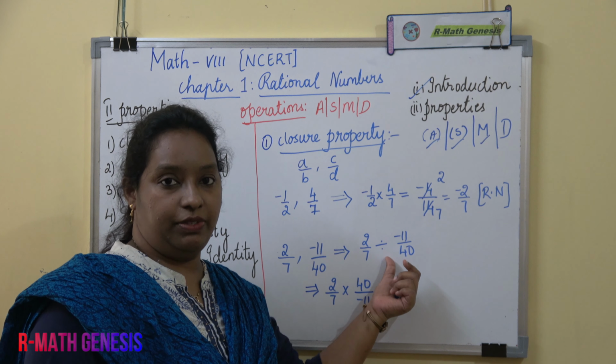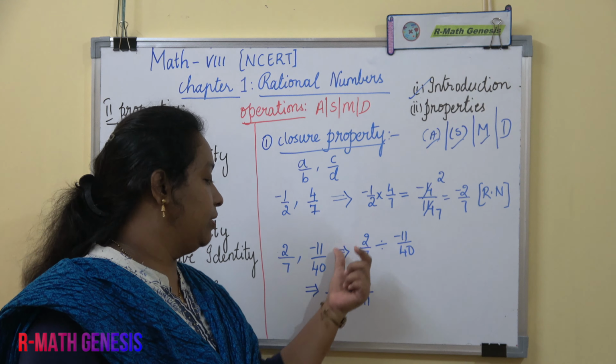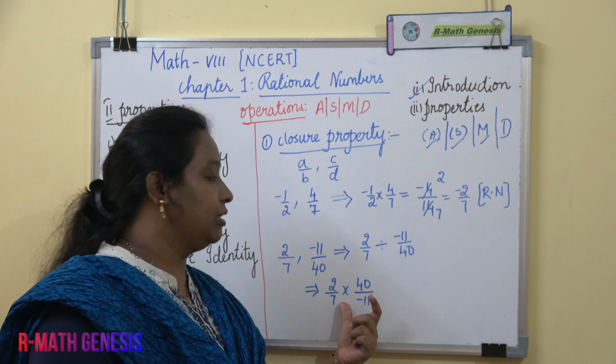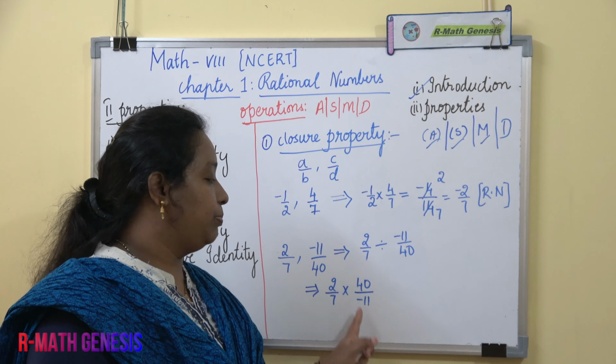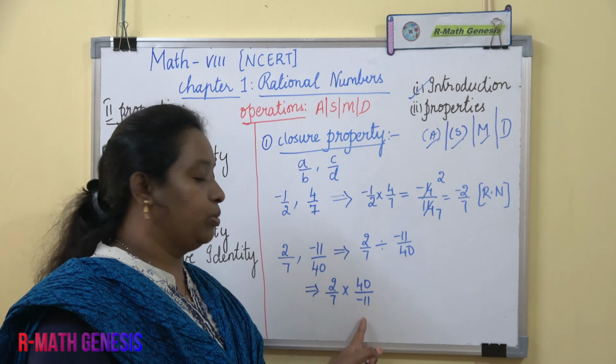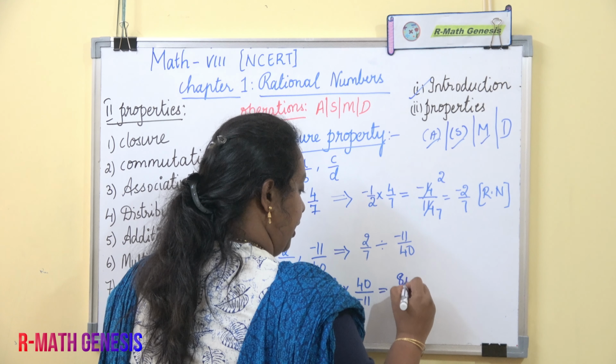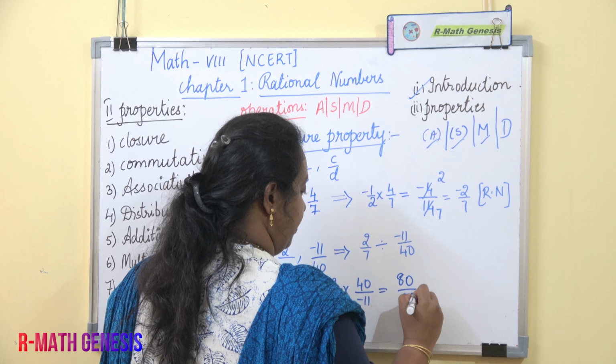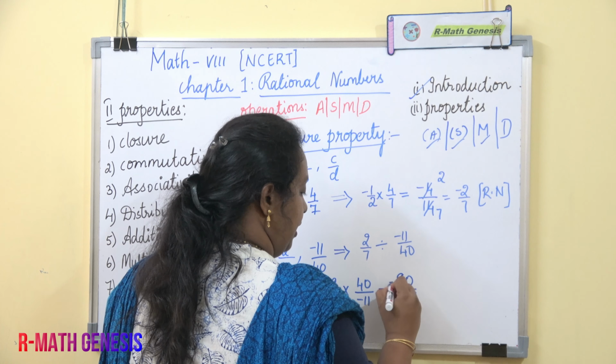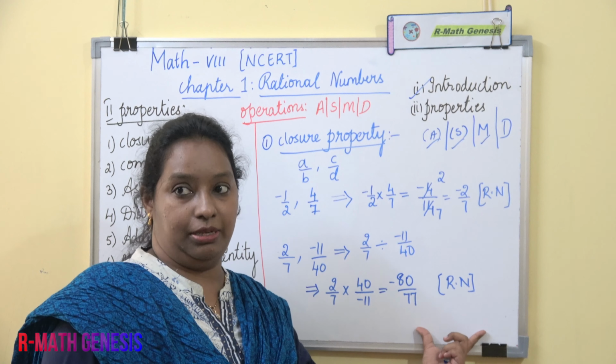When it comes to division, in order to solve this, we change the division into multiplication and write the reciprocal of this number. Now, can we do any cancellation into simplest form? Is anything possible? No. So just directly multiply. So it is 80 by 77. The sign is there, so I write the sign. So this is also a rational number.